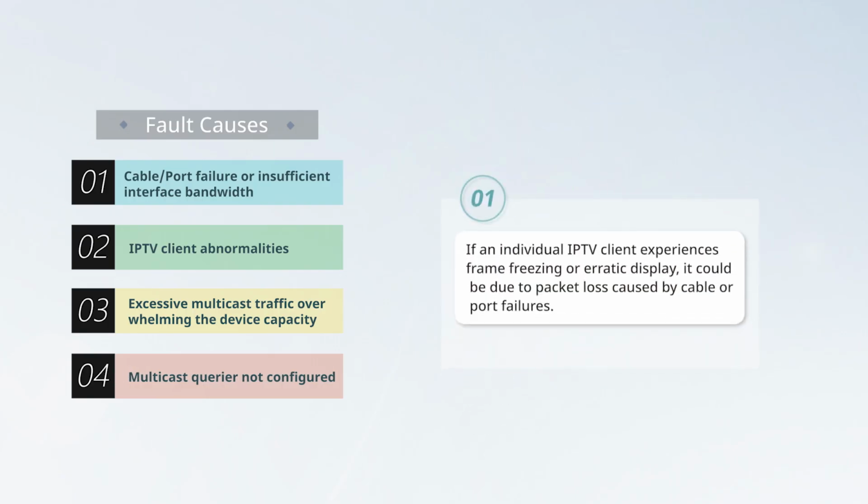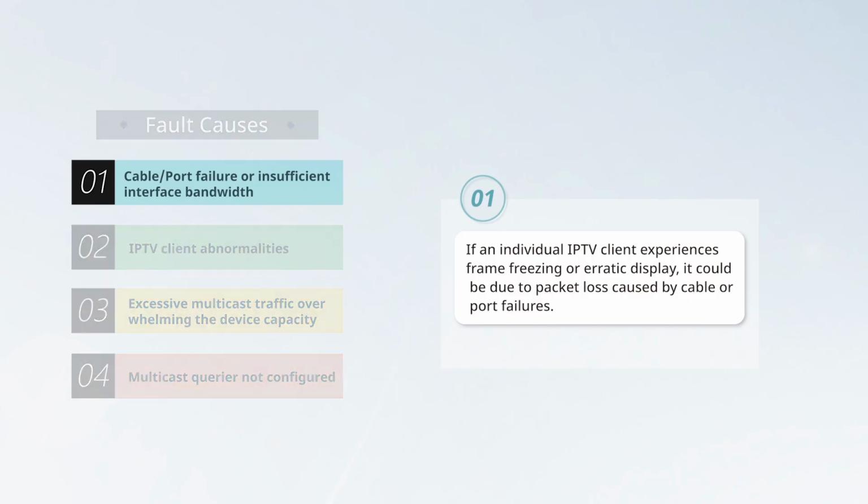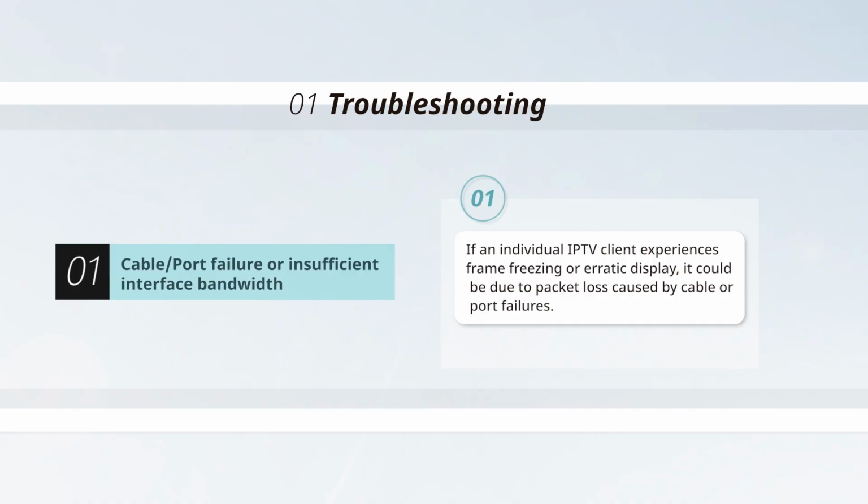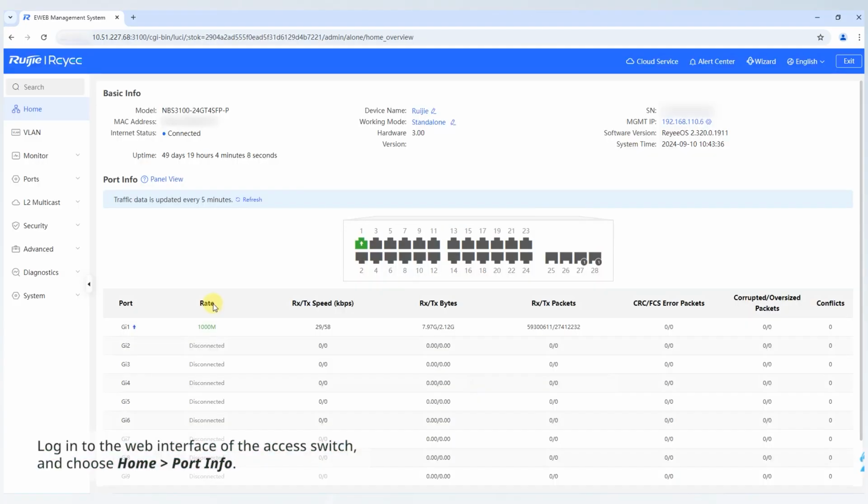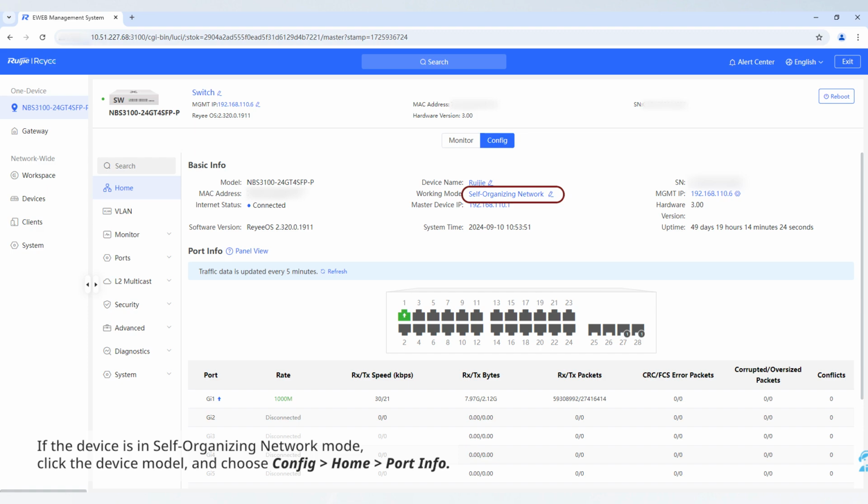If an individual IPTV client experiences frame freezing or erratic display, it could be due to packet loss caused by cable or port failures. Follow the troubleshooting steps below. Log into the web interface of the access switch, and choose Home, Port Info. If the device is in self-organizing network mode, click the device model, and choose Config, Home, Port Info.